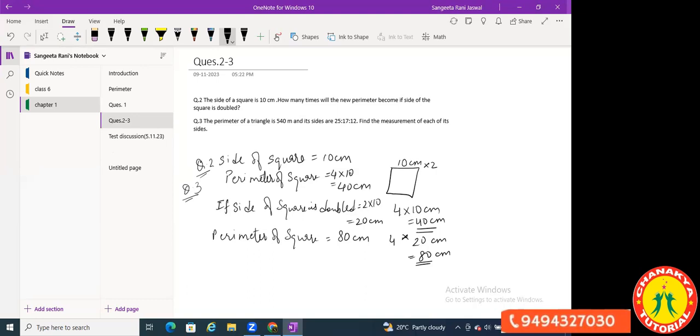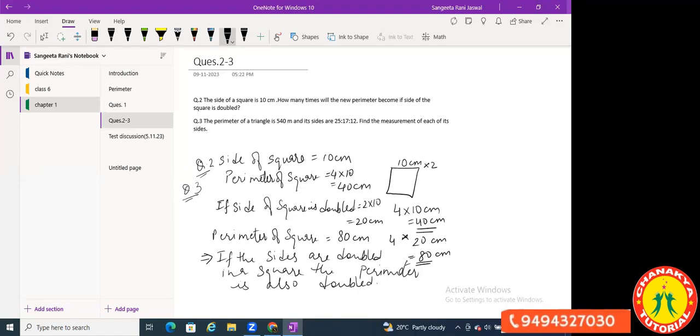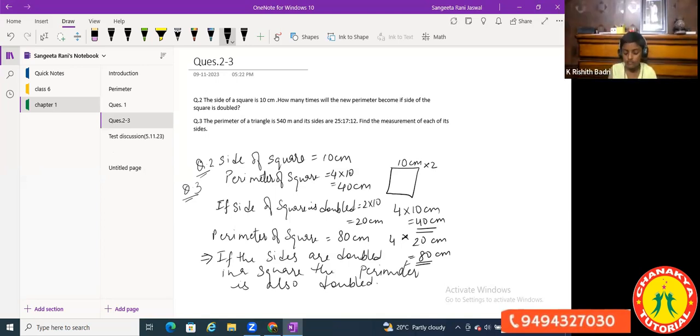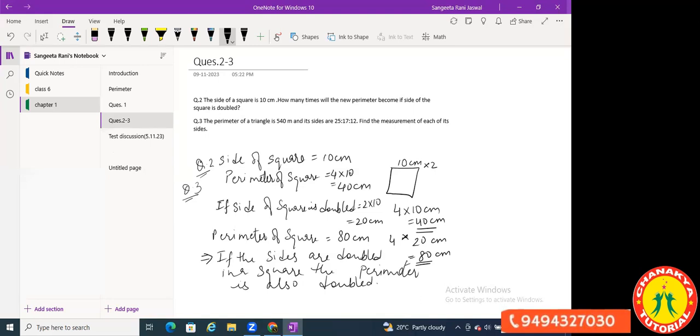So, when we compare, this implies that if the sides are doubled in a square, the perimeter is also doubled. Got it? This is the way you must answer. Okay, let's move on to the next one.